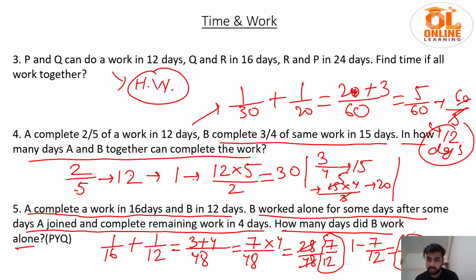Okay. So in how many days has B done that work? B's 1 day work is 1 by 12. Then in how many days will they have done 5 by 12 work? Into 5, that is in 5 days. Right. So 5 days is the answer.